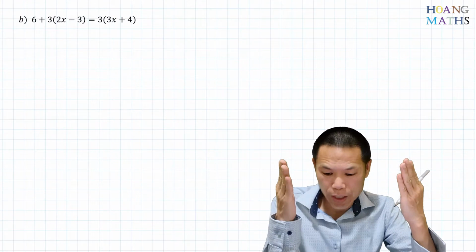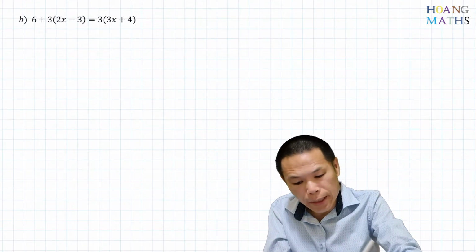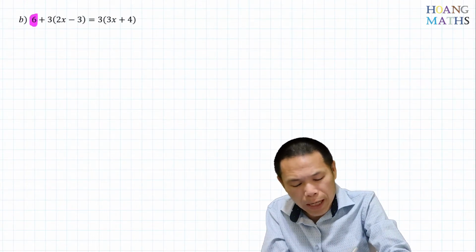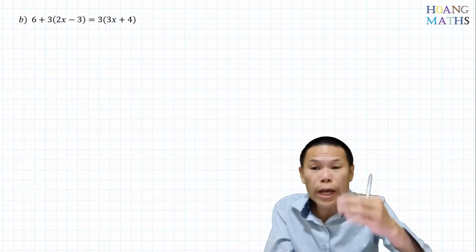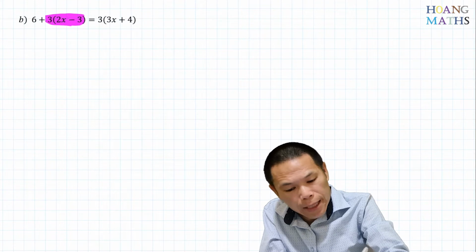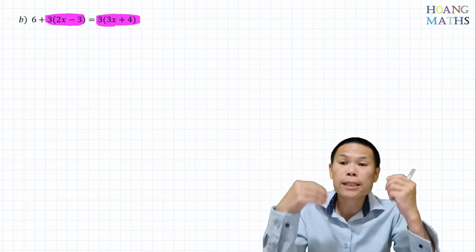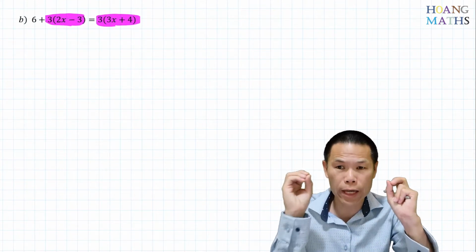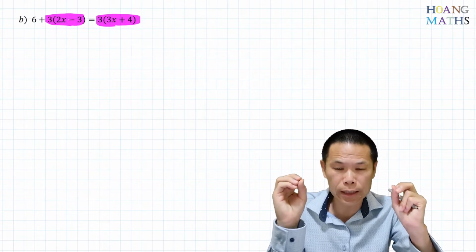Second one. You can see the 6 is in front of the plus 3. So what we do, we ignore the 6 first. We need to expand these brackets, and then we expand these brackets. Okay, step number one, we always expand the brackets first. This is the process.